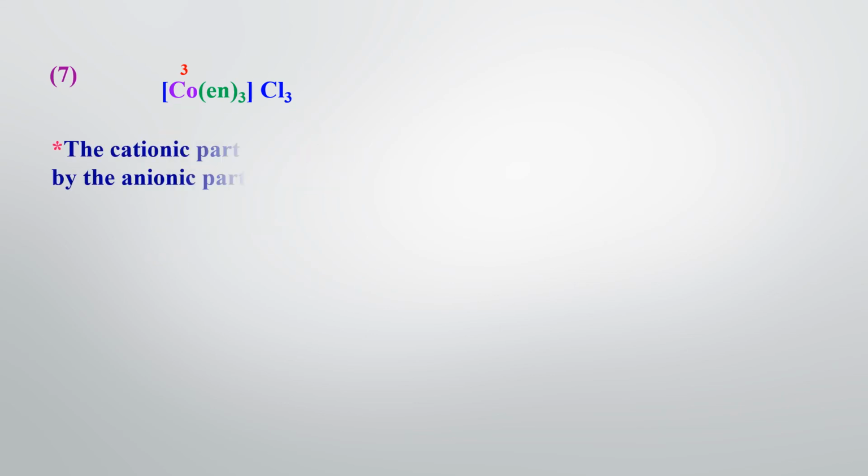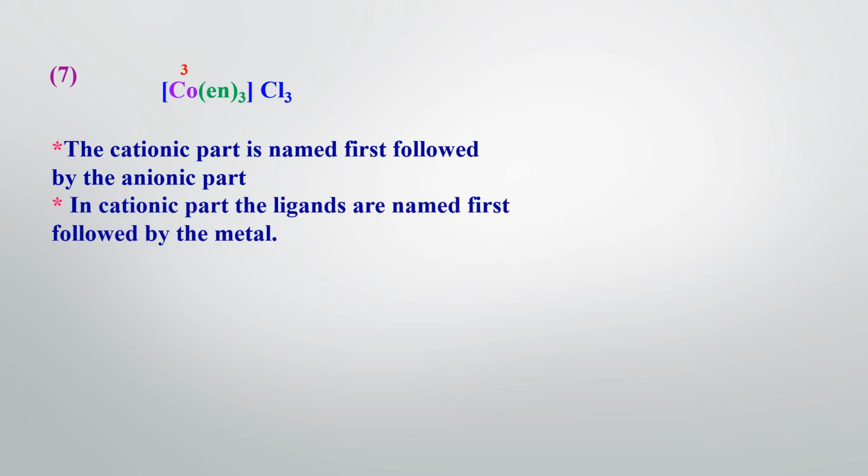So now the naming of the complex. The cationic part is named first, followed by the anionic part. In the cationic part, the ligands are named first, followed by the metal. So the ligand name is ethane 1,2-diamine or ethylene diamine. In a coordination complex, we have to use the Greek prefix for the ligands.